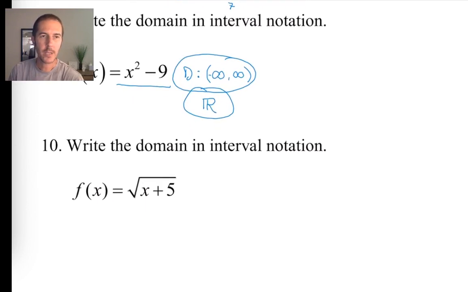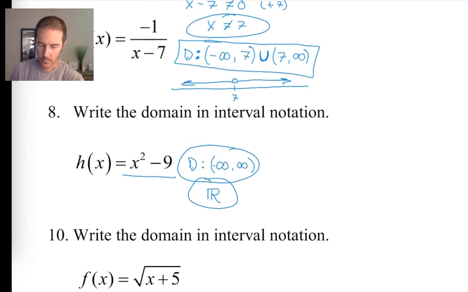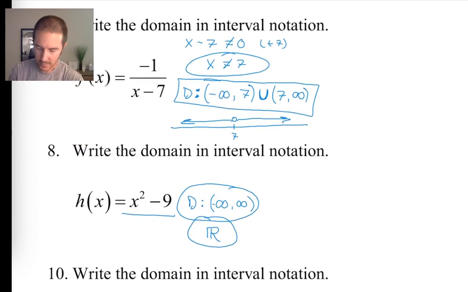And then let's look at number 10. We've already seen a situation where we had to avoid division by 0. Here we have a situation where we need to avoid square rooting a negative number. How do we prevent that from happening? Now in number 6, the very first thing that I wrote down was what I didn't want to happen. I didn't want x to equal positive 7.